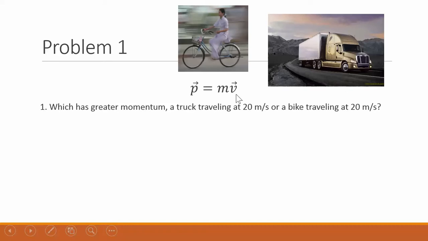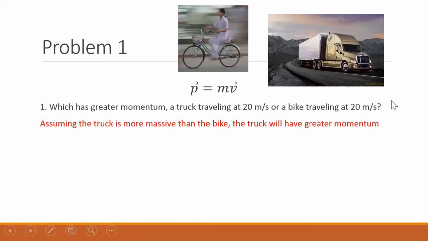Well, you know their velocities are the same, but their masses are different. So the one with the greater momentum is the truck. Assuming it's more massive than the bike, the truck will have greater momentum.